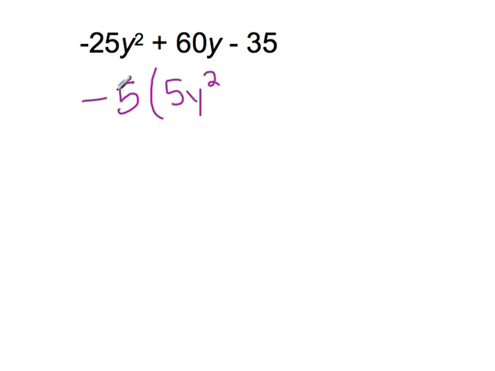Okay? Now what happens when you factor out a negative? This sign is going to change. Because think about, if I were to distribute this back out, negative times a negative gets me back to this positive. Now how many times does 5 go into 60? 12. So this is going to be 12y. And again, since I took out a negative, that sign has to change back to positive. Negative times a positive gets me back to this negative. And then 5 goes into 35 7 times.